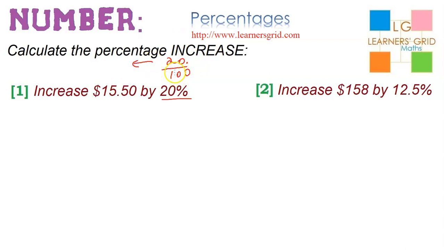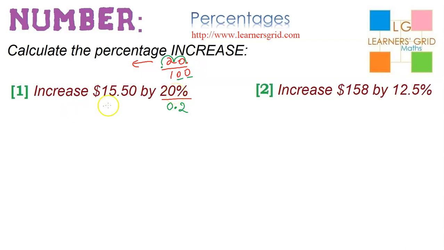So I'm going to be moving the decimal point to the left. And when the denominator is a factor of 100, like 10, 100, 1,000, I just take notice of how many zeros there are in the denominator. So in this case, there are 2. And that tells me how many place values I need to jump this decimal point to the left. So 1, 2. So as a decimal, 20% is 0.2.